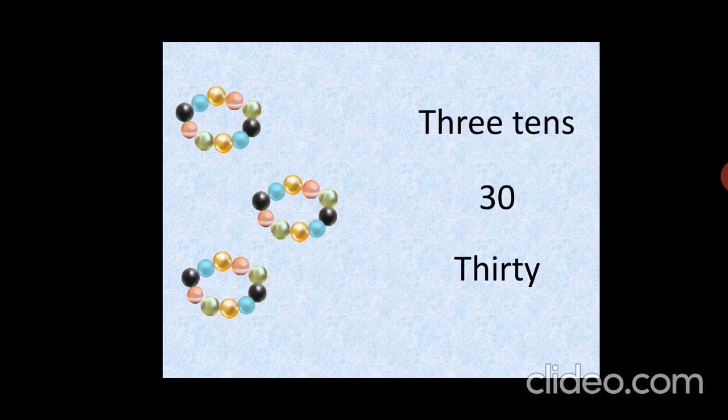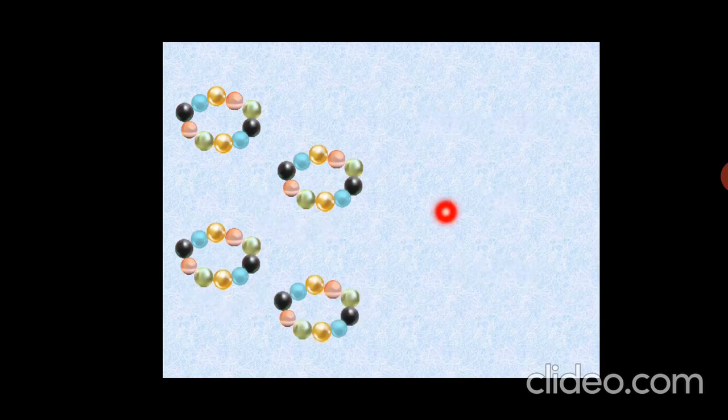Here we could see 3 sets of 10. In one set of 10 we have 10 beads. Another set of 10 we have 10 beads. In the third set of 10 we have 10 beads. So together it becomes 3 sets. When 3 sets, it is 30. How many tens? 3 tens. 3 tens, it is 30. What is the spelling of 30? T-H-I-R-T-Y, 30.